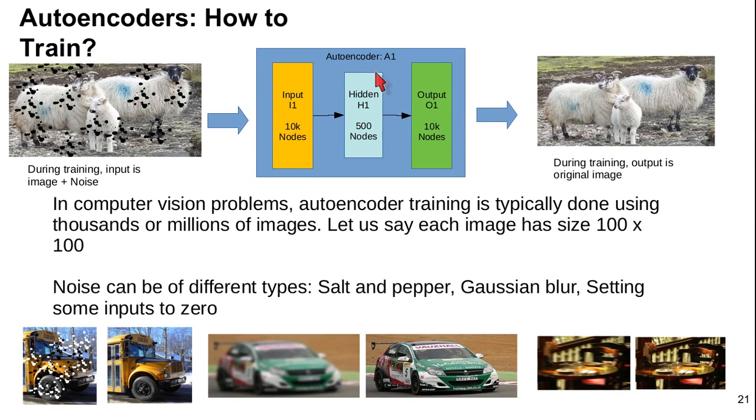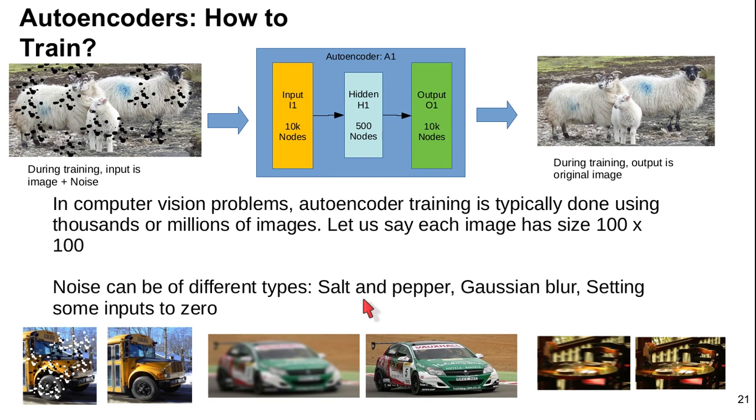In this example, there are 500 nodes in the hidden layer. This is an empirical parameter that is typically set after experimentation. The output layer has the same number of nodes as the input layer, that is 10,000 nodes.